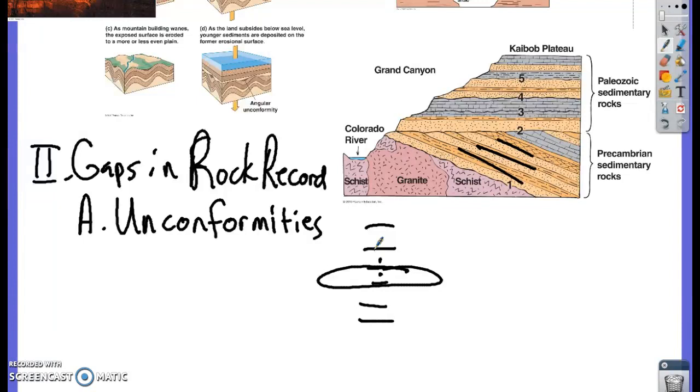And so next time we will talk just a little bit more about some of these unconformities and then also about how we date our rocks.